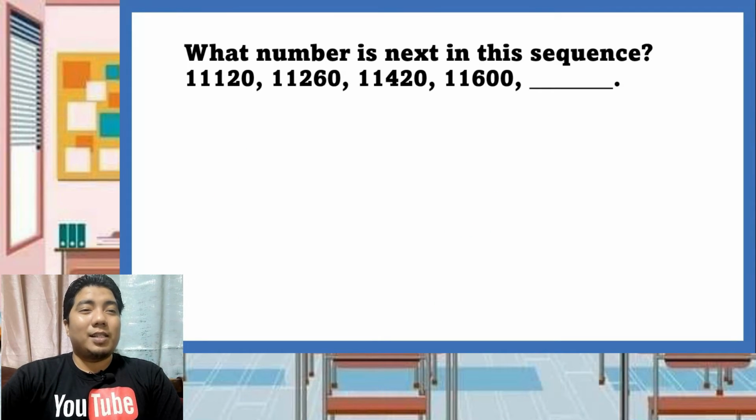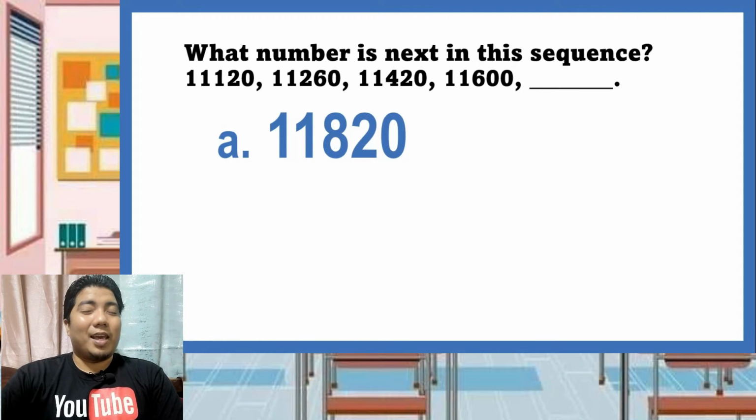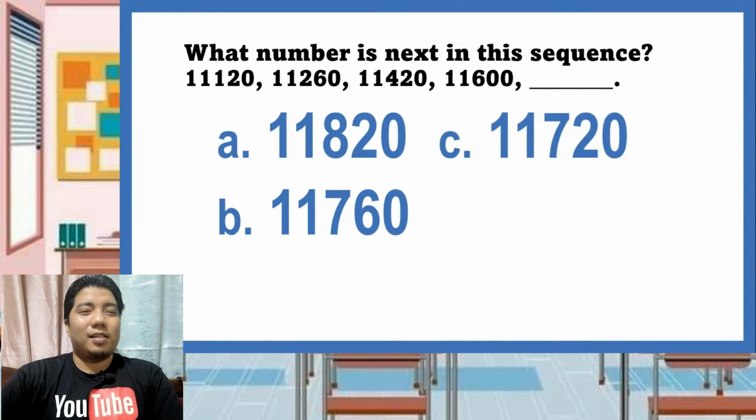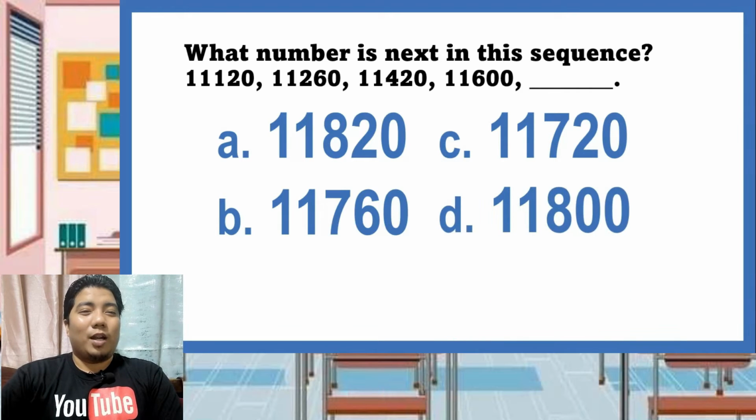What number is next in this sequence? 11,120, 11,260, 11,420, 11,600, blank. Is it A, 11,820, B, 11,760, C, 11,720, or letter D, 11,800?